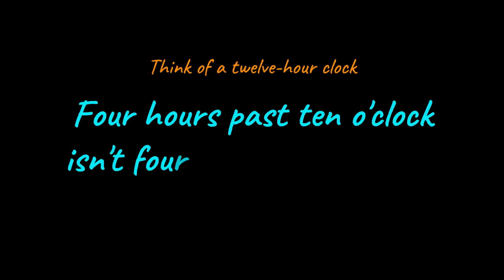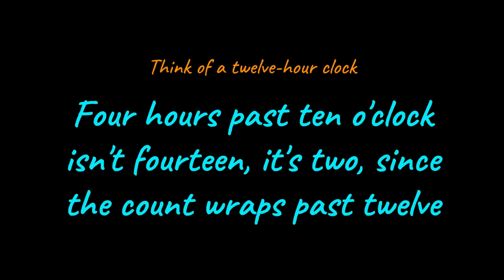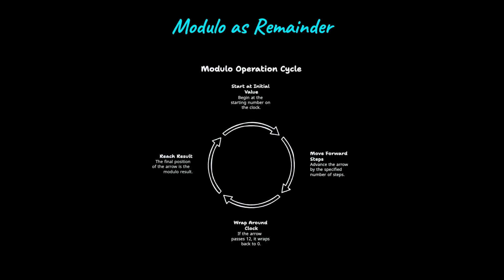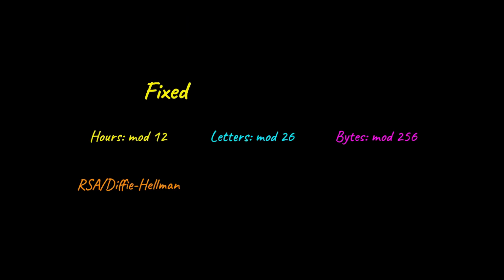The everyday model is a clock. Counting 4 hours past 10 o'clock doesn't give 14 o'clock. It gives 2 because the count wraps back to the start once it passes 12. The modulo operation gives the remainder after division. 12 modulo 12 is 0. 13 modulo 12 is 1. 14 modulo 12 is 2. And every result stays between 0 and 1 less than the modulus.